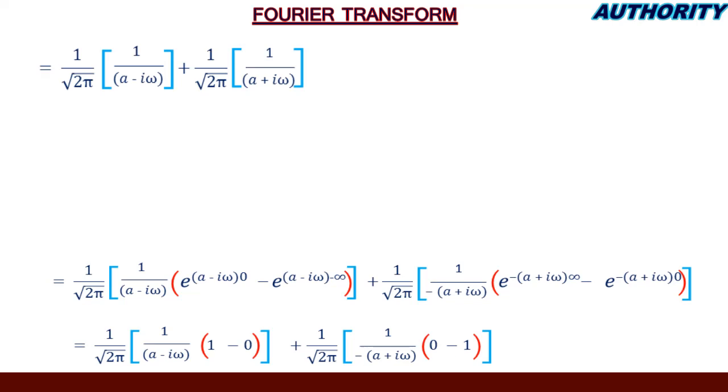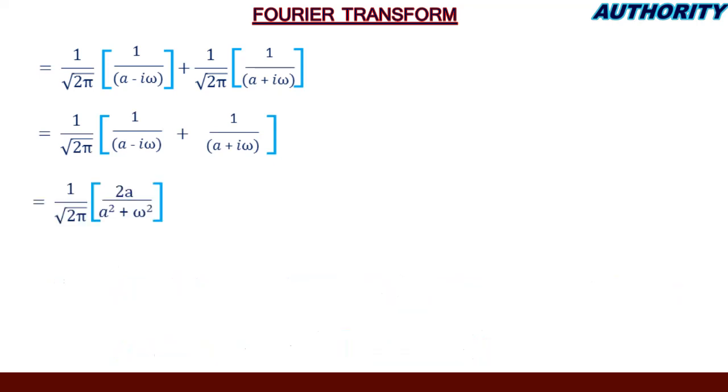Okay, so in this case now, what do we do? We factor out 1 all over square root of 2 pi because we see that it appears in both sides. All right, so as we factor it out, what we have in this big bracket, we combine it together. So when you add it together, we are going to have 1 all over square root of 2 pi, open bracket, 2a all over a squared plus omega squared.